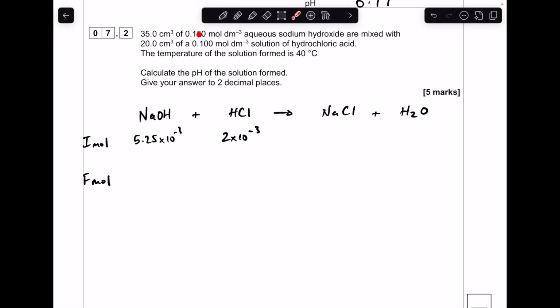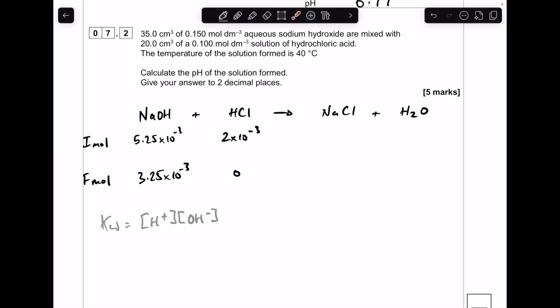That's obviously just concentration times volume in decimeters cubed. So you can see that the NaOH is in excess, so there'll be some of that left over at the end of the reaction. The HCl will go down to 0. So obviously they react in a 1-to-1 ratio, so 2 times 10 to the minus 3 moles of the NaOH will disappear, so that's why we're getting this 3.25 times 10 to the minus 3 moles at the end of the reaction.